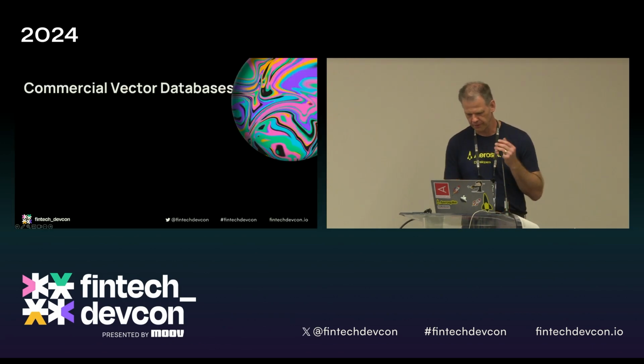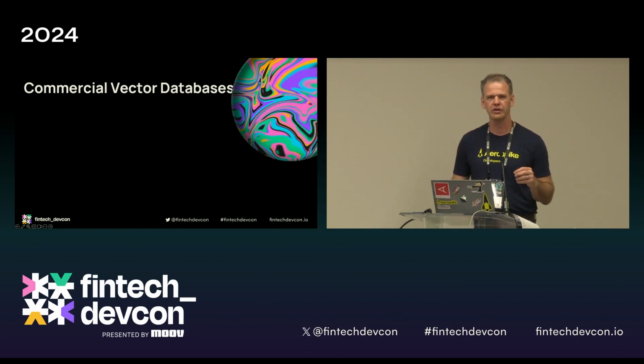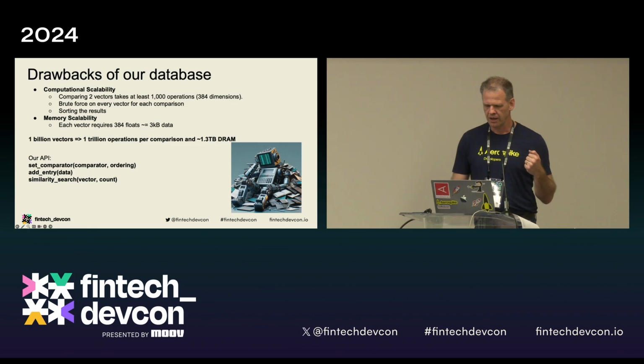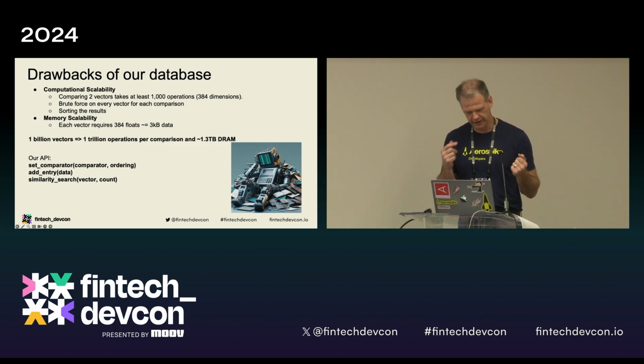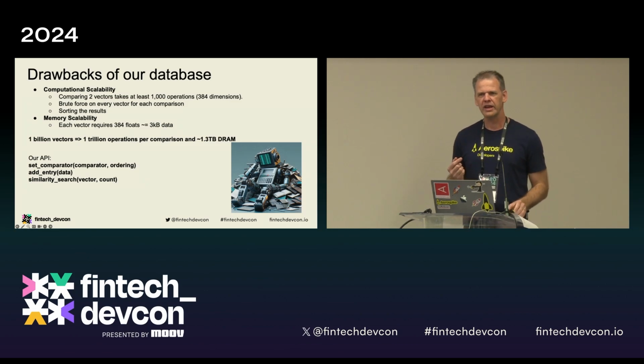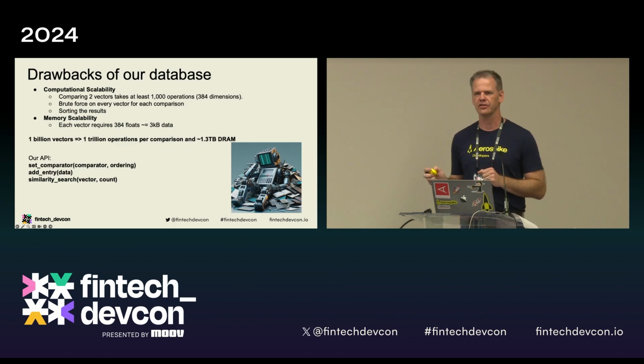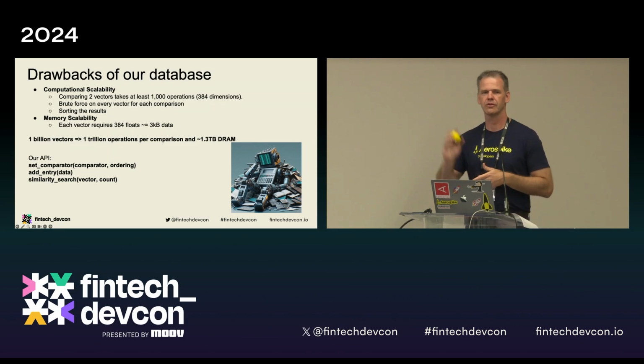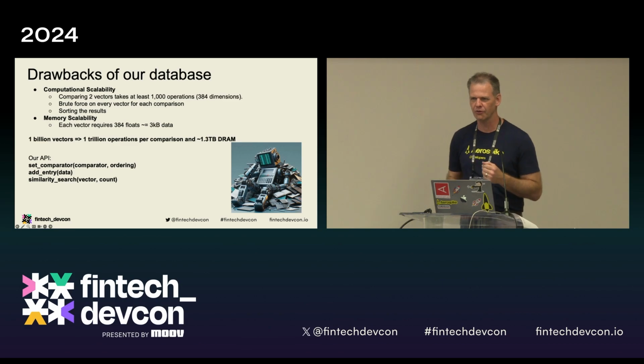All right, so our database is simple. It's only a few lines of code. It's storing information in memory. Let's look at the drawbacks of it. How many dimensions are in my vectors? Who's been listening? 384 dimensions. Very good. So we have 384 dimensions of vectors.